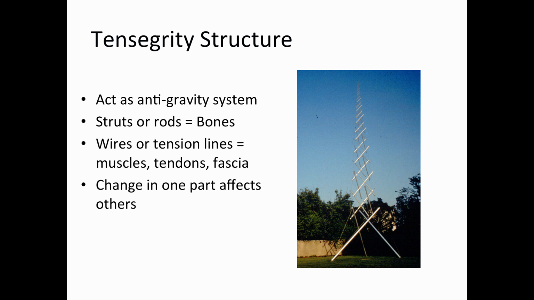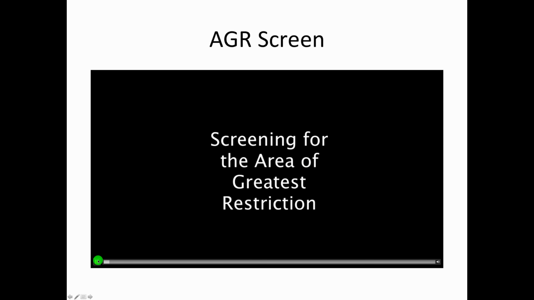So let's look at some tensegrity structures. There are struts. The rods in these pictures are like bones. The wires are like muscles, tendons, connective tissue, fascia. How they're structured can distribute tension and allow for support. Notice none of these rods are actually touching each other. They're all suspended by these wires. So a change in one area is going to affect the tension in the structure all the way up. Let me show you a video of the AGR screen so you know what that looks like.